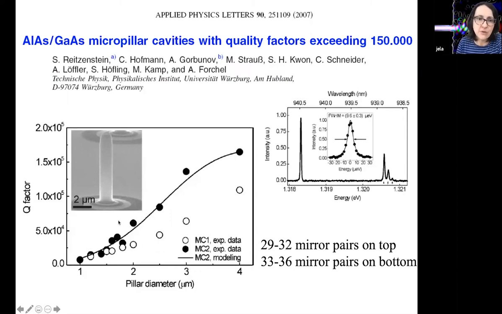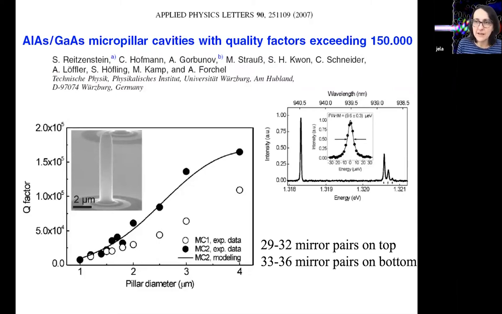And that's what's very useful here. And people have demonstrated also pretty high Q factors. This is work, for example, from Germany, from Würzburg, where they have shown Q factors exceeding 150,000. Of course, as you go to smaller pillar diameters, Q factors drop because of total internal reflection. Smaller diameters, same discussion that we had last time with respect to whispering gallery mode resonators.